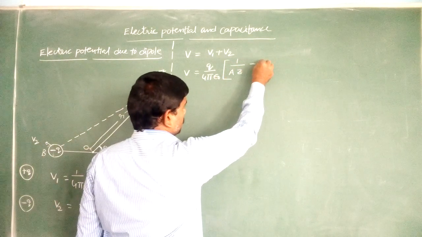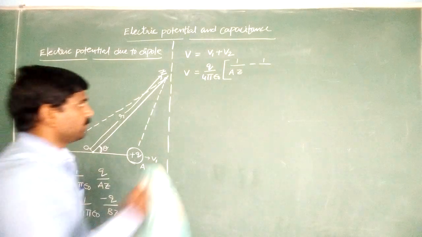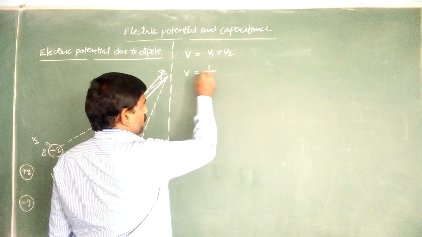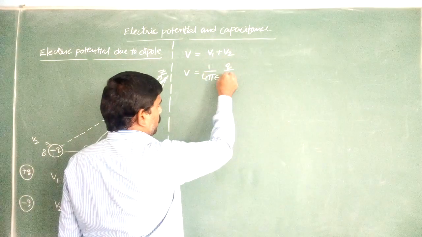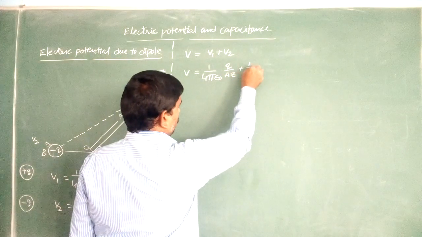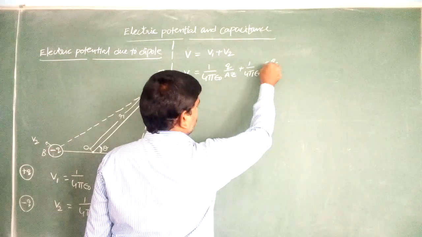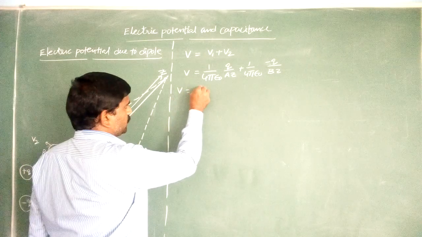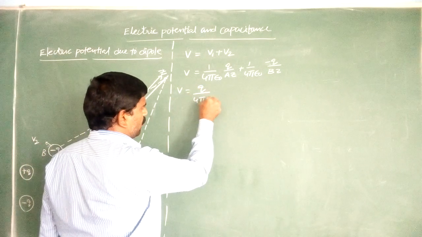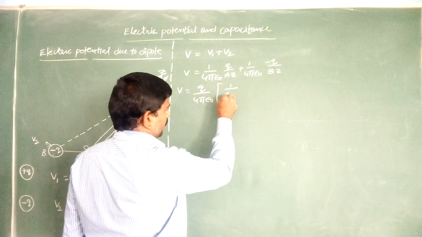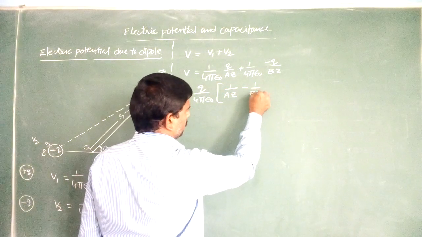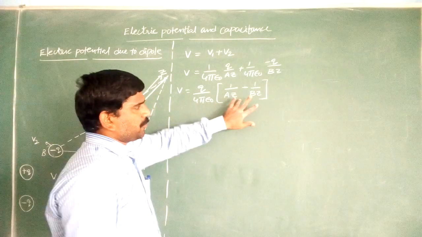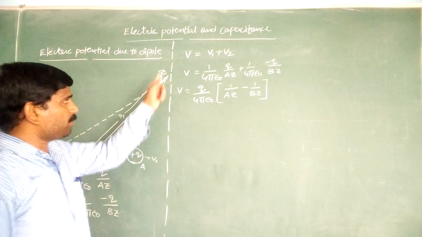First write the total: 1 by 4 pi epsilon naught into Q by AZ plus 1 by 4 pi epsilon naught into minus Q by BZ. So from this, V is equal to Q by 4 pi epsilon naught into 1 by AZ minus 1 by BZ. Now we have to find the AZ and BZ values and substitute them here, then we get the electric potential at point Z.